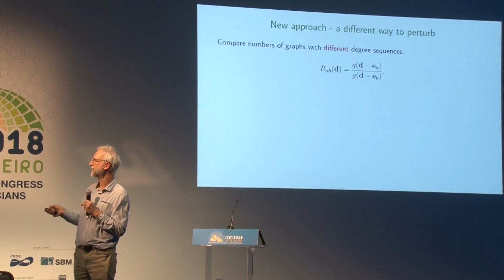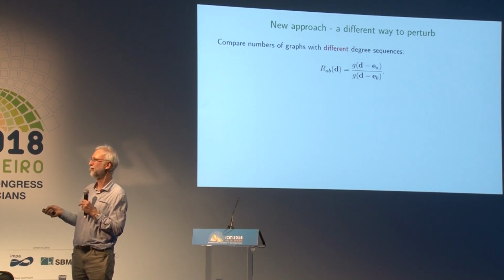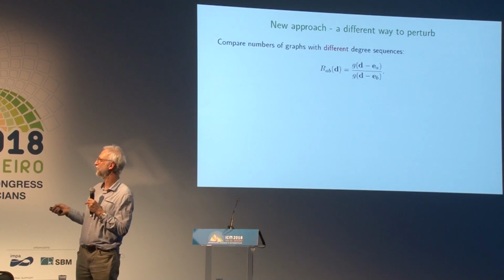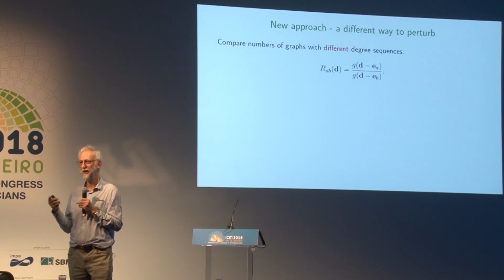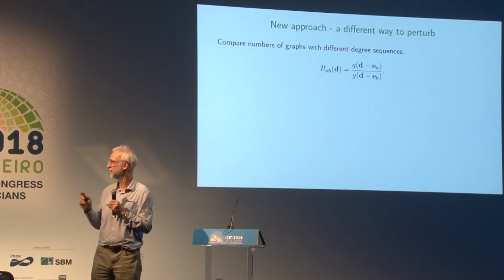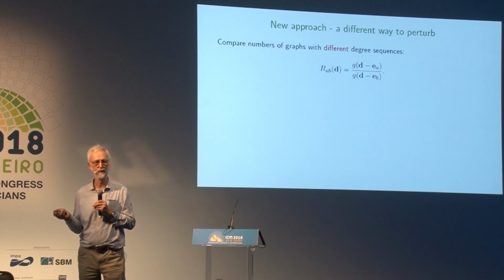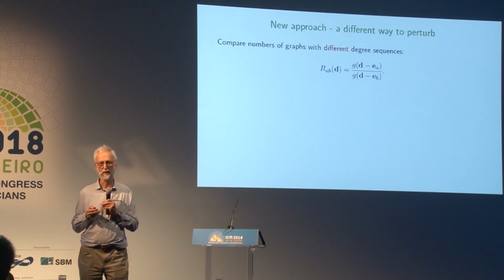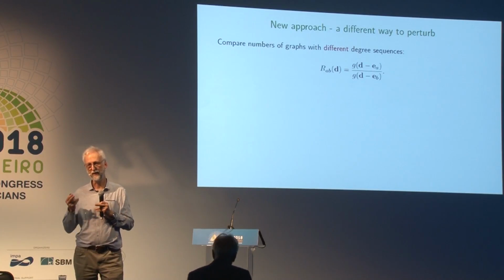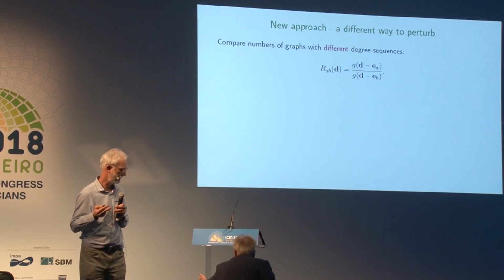Now the d minus e_a here is the degree sequence. So I've taken d to be a sequence whose sum is odd, and d minus e_a means you subtract the elementary vector with a 1 in the a position. And same for e_b. So we're taking the ratio between numbers of graphs where the degree sequences are as close as possible.